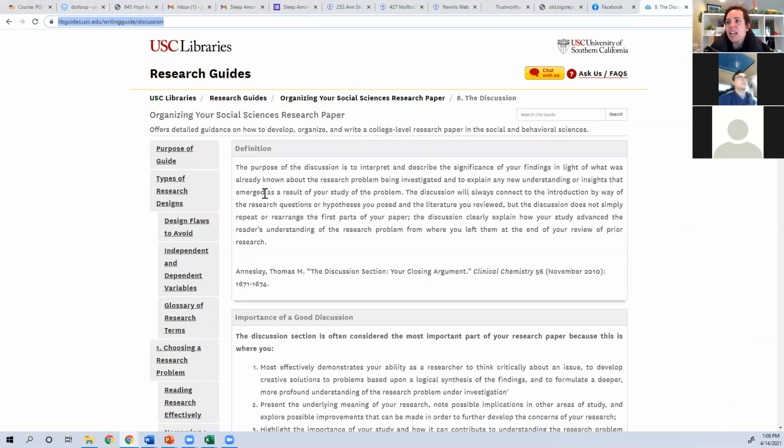That's USC's library on how to write the discussion part of your paper. I want to go over this briefly. The purpose of the discussion is to both interpret and describe the significance of your findings in light of what was already known about your research question. You're taking all the results you obtained and outlined in your results section and breaking down what they mean and how that relates back to your hypotheses and the literature review you wrote in your first section.